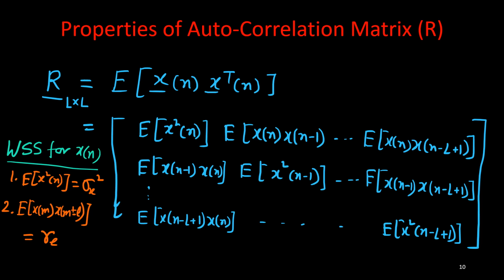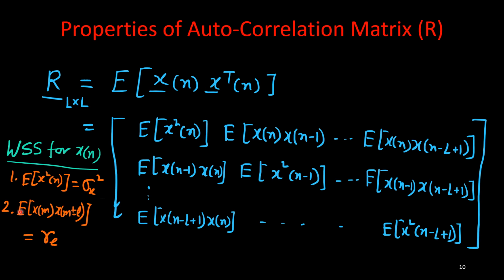And in our formulation, we will consider x[n] as a wide sense stationary sequence. Meaning that the expected value of x squared n is independent of n, it doesn't depend on the sequence index n. It's a constant. That value we'll call sigma x squared.